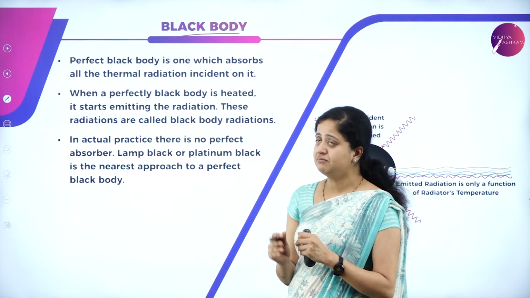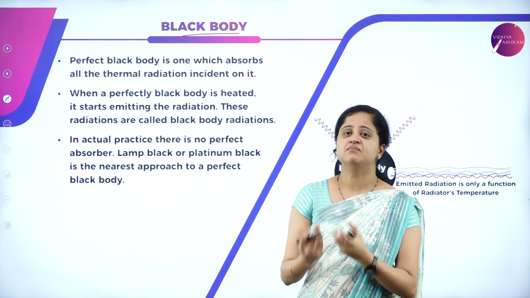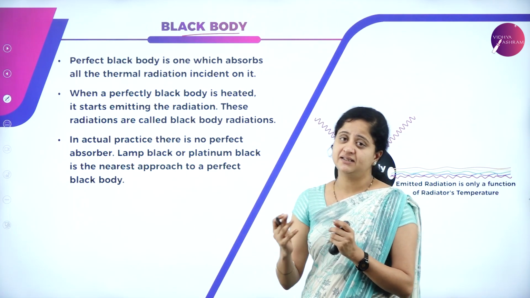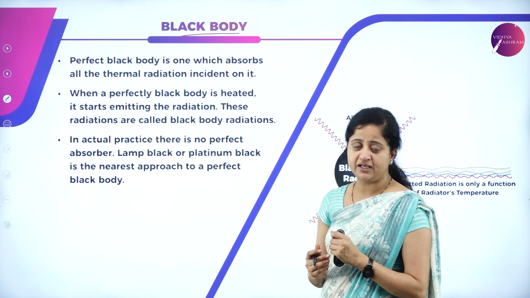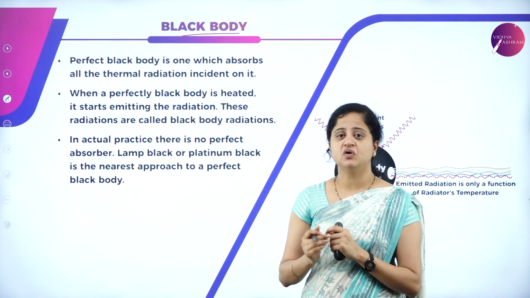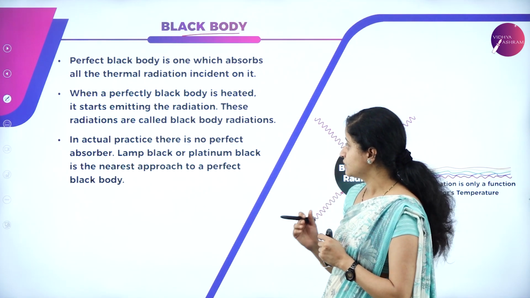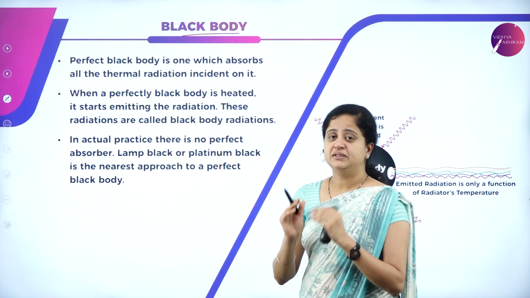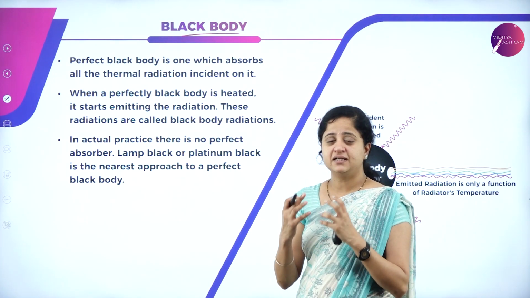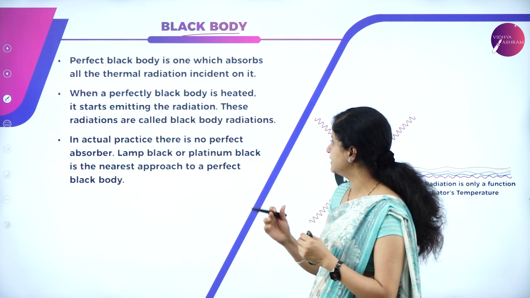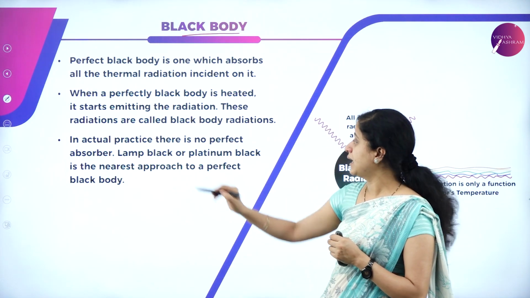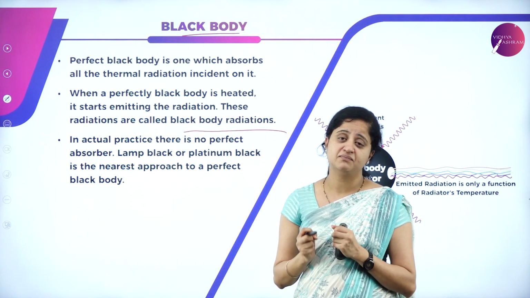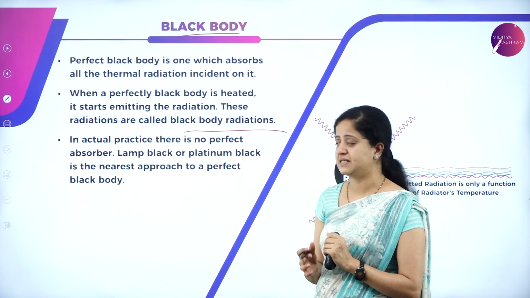So a black body is nothing but the substance or the object which absorbs all the radiation that is incident on it without re-emitting anything back. So we call it a black body. Why does it appear black? Because it absorbs all the radiation that is incident on it. When a perfect black body is heated, it starts emitting radiation, and these radiations are called black body radiations. In actual practice, no perfect absorber or perfect black body exists.